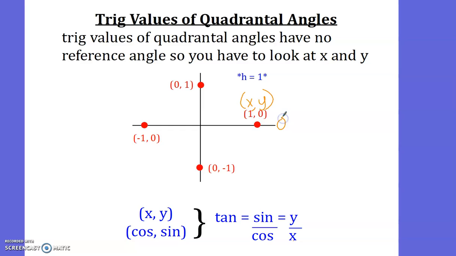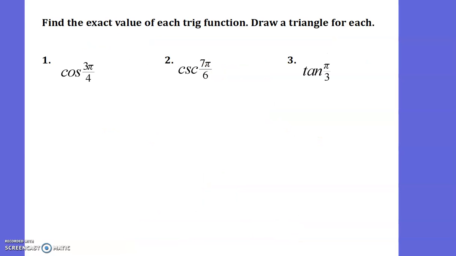Remember, this is our starting point 0, and then up here is 90 degrees or pi over 2. This is 180 degrees, which is pi in radians, 3 pi over 2 in radians, or 270 degrees. And then all the way back around is 360 degrees, or 2 pi. Okay, so let's get into some examples. It says find the exact value of each trig function, draw a triangle for each. We're going to draw a triangle or a point if it's a quadrantal angle.